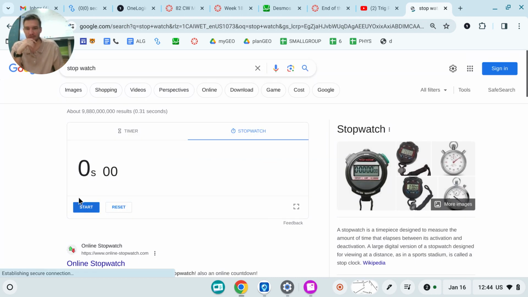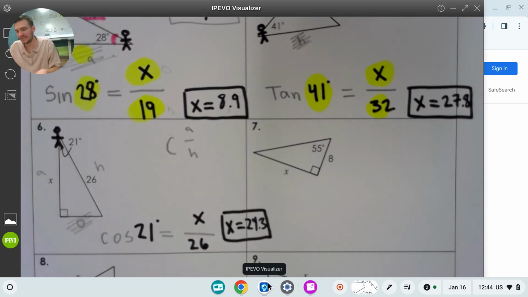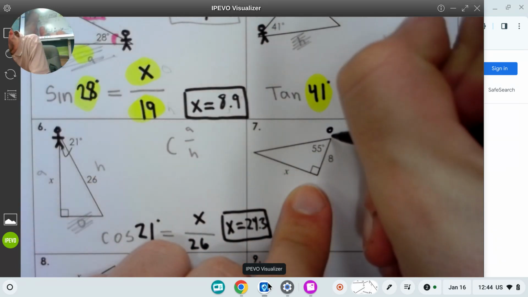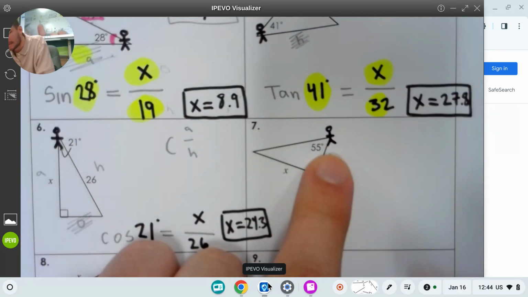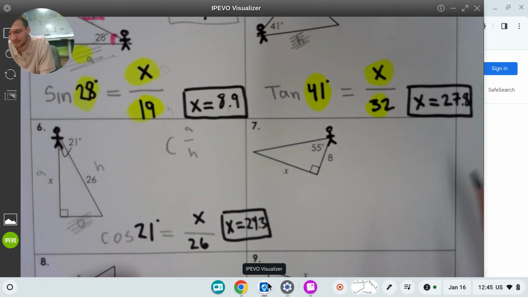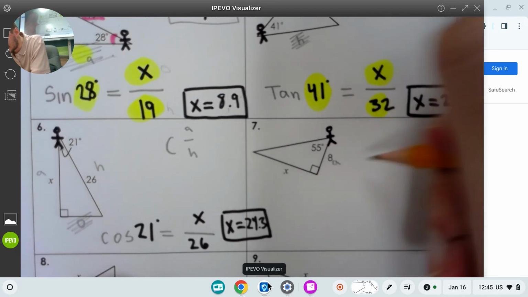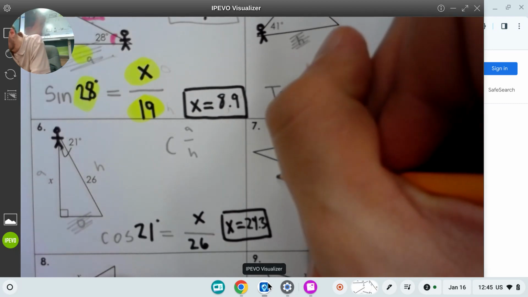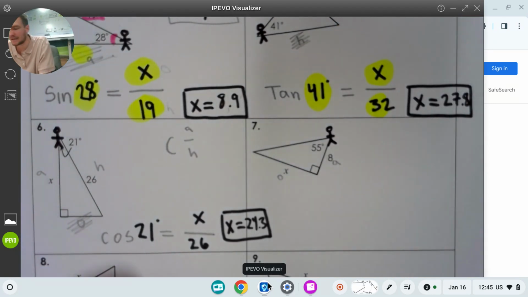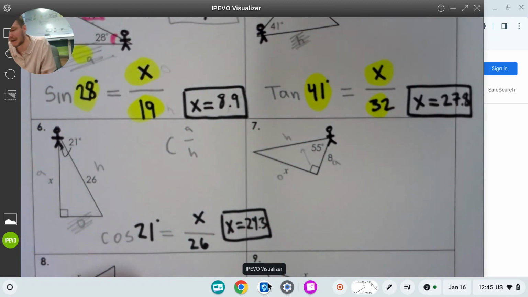Here you go. Let's start a little timer, see how long it takes us to do number 7, even if we don't rush super fast. So, here we go. Number 7, I'm going to look at this question. I'm going to find where my angle is. I'm going to draw my little guy here. That's where I'm going to be standing. Now I'm going to consider which one is which. Next to my person is going to be the adjacent. Opposite my person is obviously going to be the opposite. The longest side, which is opposite the 90, is going to be the hypotenuse.